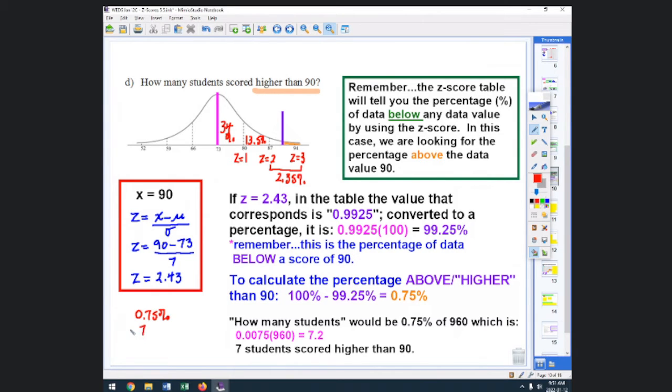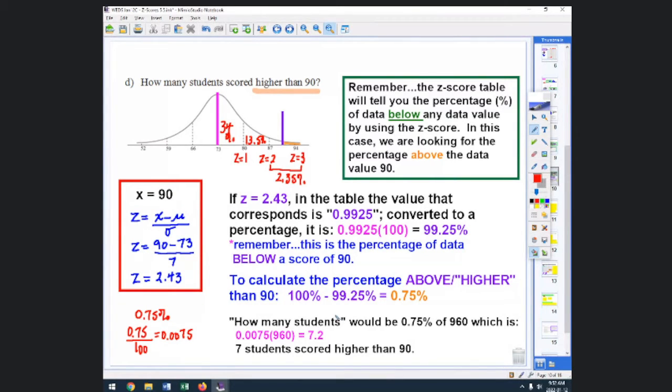You do 0.75 divided by 100. That will give you 0.0075. Now, when we do that, we don't get 7 exactly. We actually get 7.2. Now, depends on who you have for a teacher. If I came up with 7.2, how many students is that exactly, though? For certain.